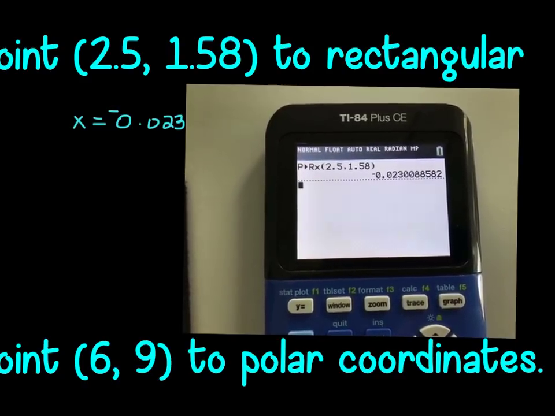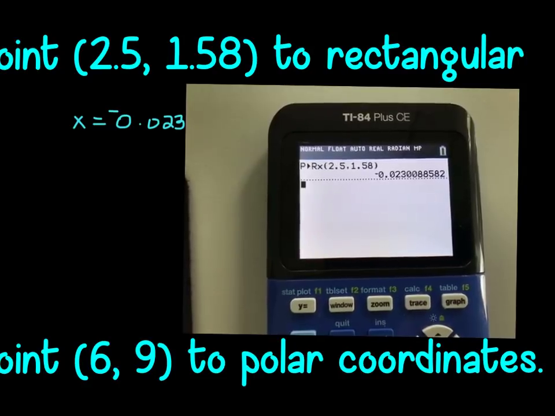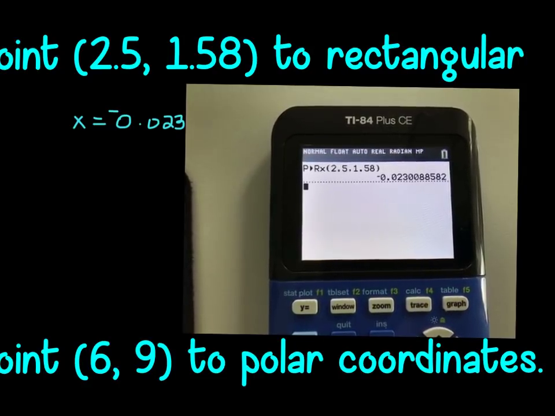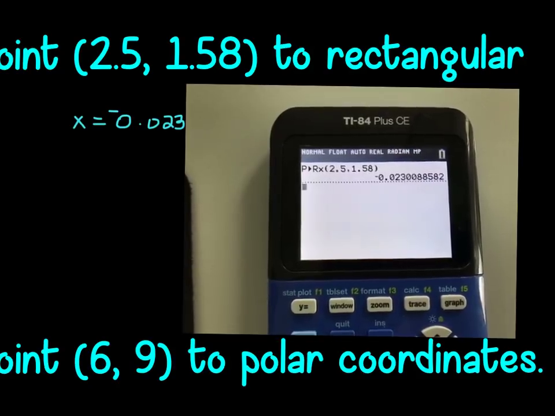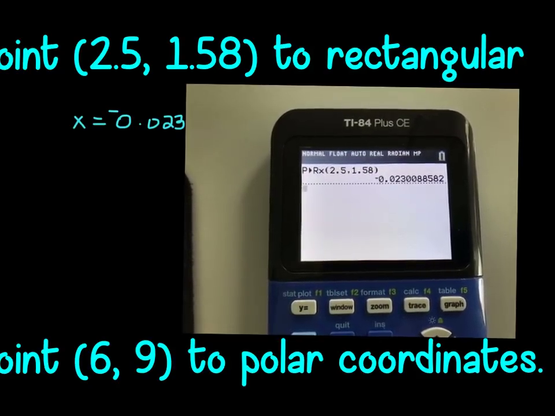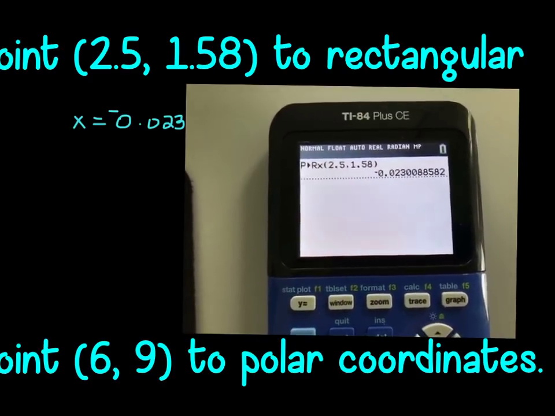You're in polar and you're in radians? Negative 0.023. Yeah, that's fine. I just put a 0 in front of the decimal. All right, then I'm going to do the same thing this time.